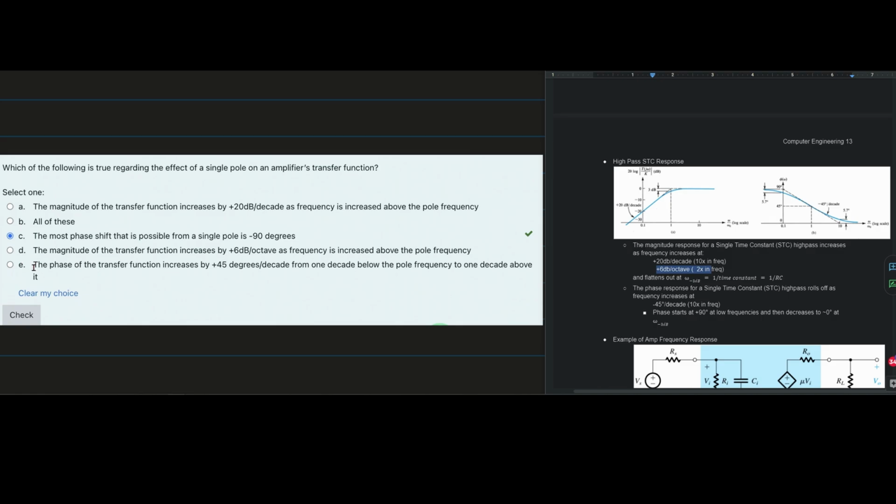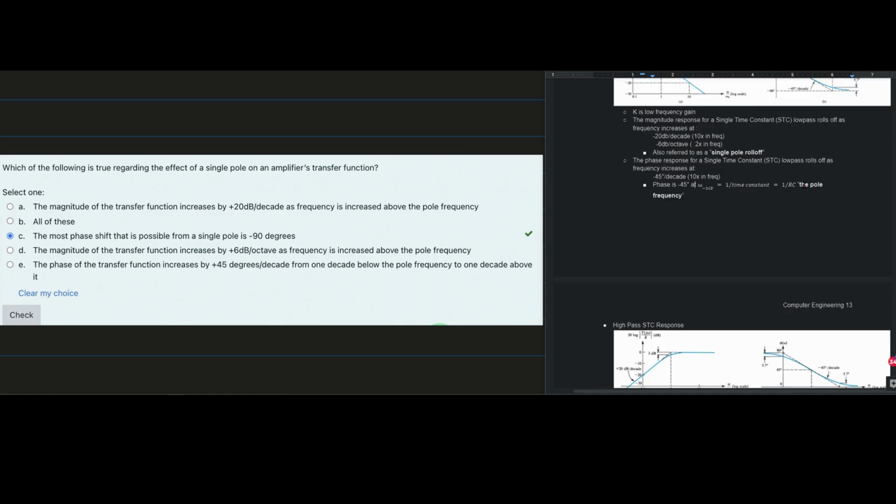And then for E, the phase of the transfer function increases by plus 45 degrees per decade from the decade below the pole frequency to one decade above it. Well, we see we have the pole frequency here, and the phase is negative 45 degrees. So that means that this would be false as well.